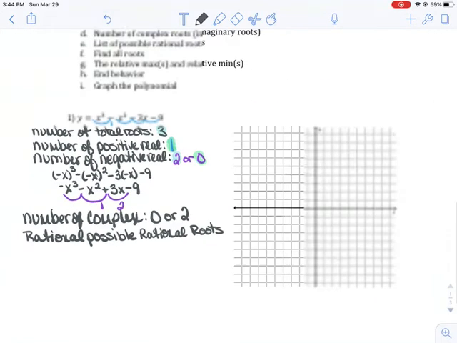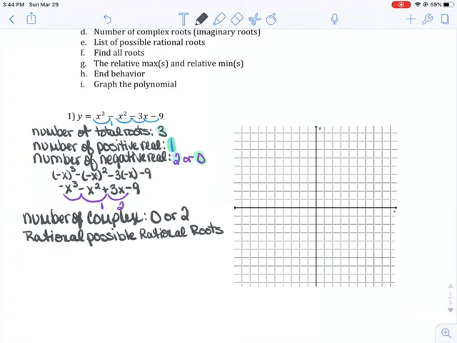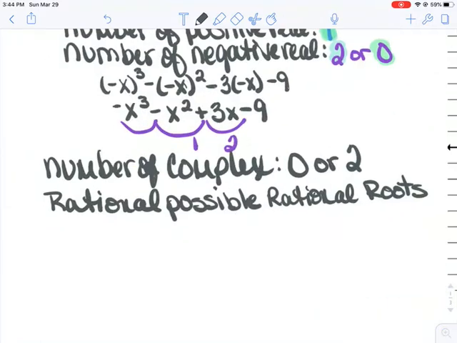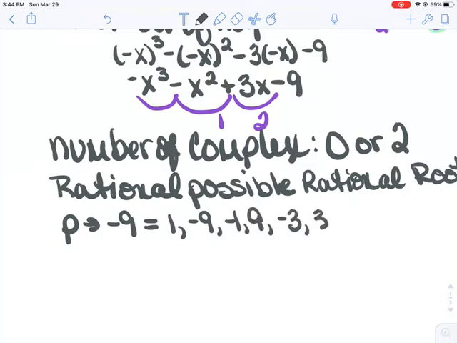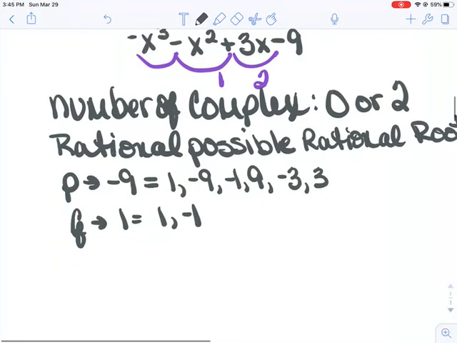Now remember, that's going to come from factors of the last over the factors of the first. The last is negative 9 and the first is negative 1, or positive 1. P is negative 9, which means we need to make a list of positive and negative factors of 9. So you have 1 and negative 1, 9 and negative 9, 3 and negative 3. Q is 1, which means it's positive 1 and negative 1.